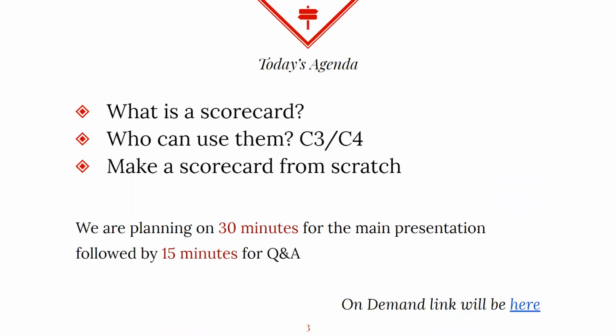Today we will be talking about what a scorecard is and what it's used for. We will talk about some of the legalities of who's allowed to use them. And then we will go ahead and just make a scorecard all the way from scratch so you can see how it's done. We're hoping that we can get through the discussion and demo in 30 minutes. We will see about that, but that is our best intention. And that will leave us a good 15 minutes for discussion so that you can ask any questions.